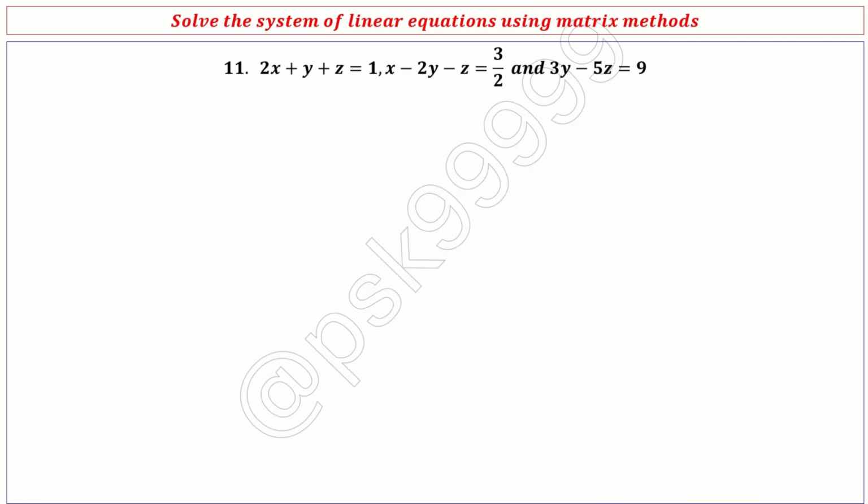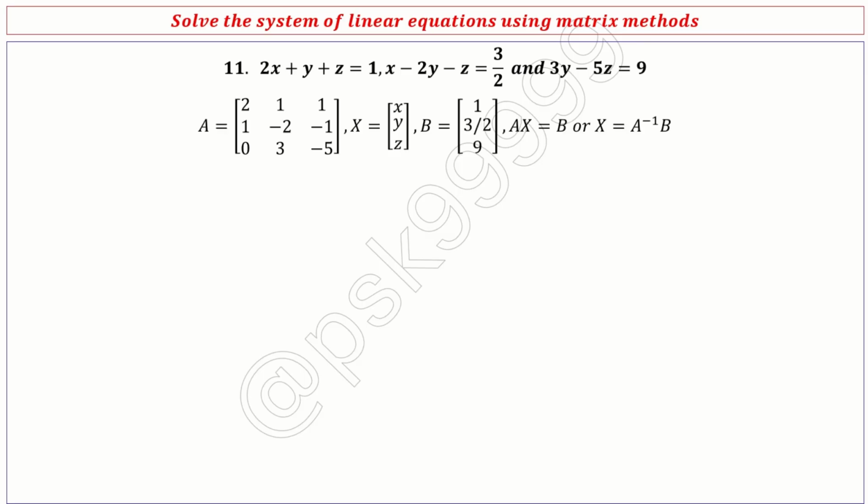Now this is a 3 by 3 equation. The method is exactly the same. We'll do one problem. The only difference is that matrix A is a 3 by 3 matrix, so you need to find the inverse of a 3 by 3 matrix. So for the three variable equation, I'll write it as 2, 1, 1. These are the coefficients of the first equation in x, y, z. The second equation is 1, minus 2, minus 1. The third equation has x coefficient 0, so 0, 3, minus 5.